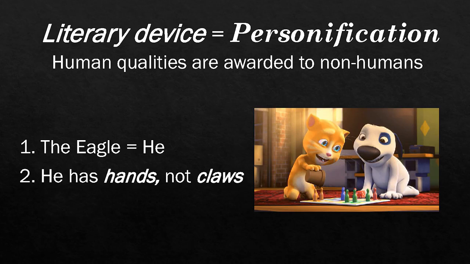The first device used here is known as personification, where human qualities are awarded to non-humans like animals or objects. Note that the eagle is introduced with the wording he, and he has hands, not claws. Again, this is known as personification.